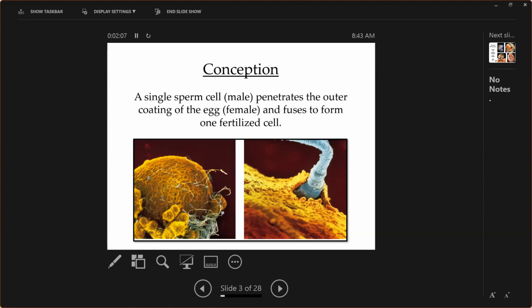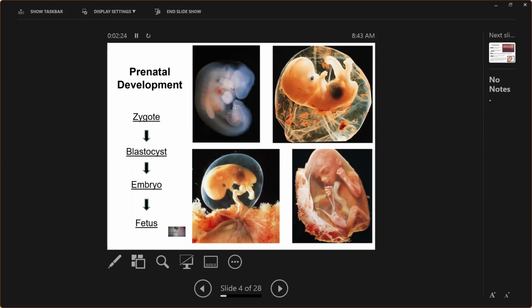You can see it penetrates the outer layer of the egg, which closes that egg off so that no other sperm can get in, right? And then we have this little thing that has to implant into the uterus wall in order for pregnancy to occur and progress. So from this moment on, as I said, we go through an incredible amount of what's called prenatal development. Prenatal comes from the Latin meaning before birth. So that's what prenatal means, before birth.